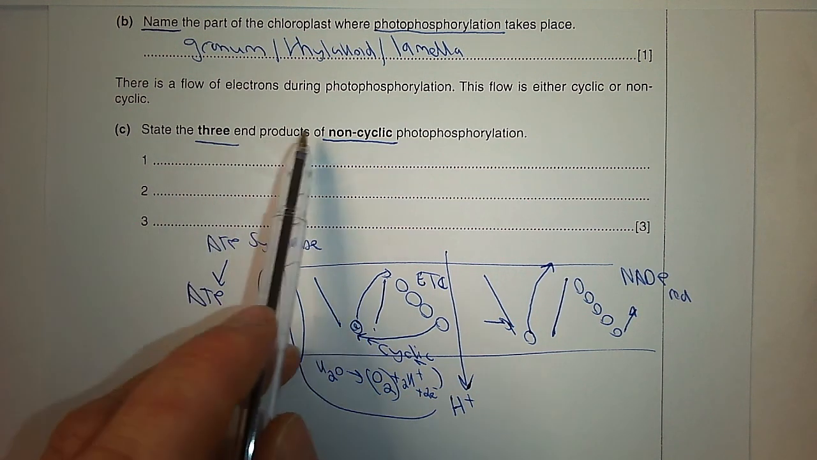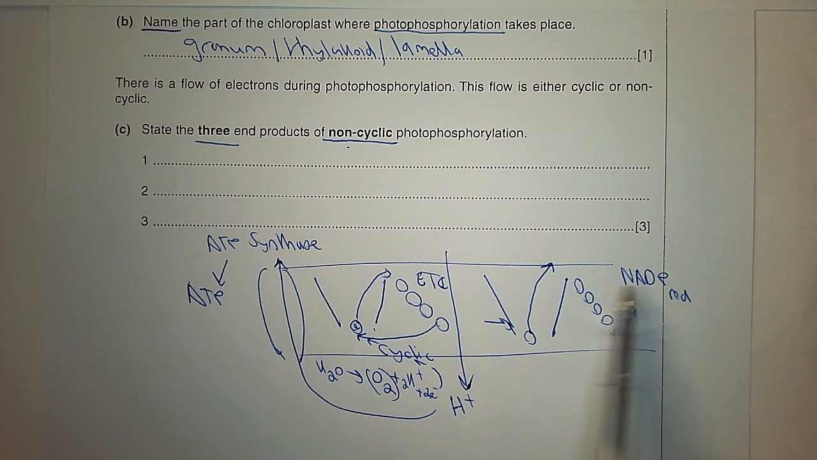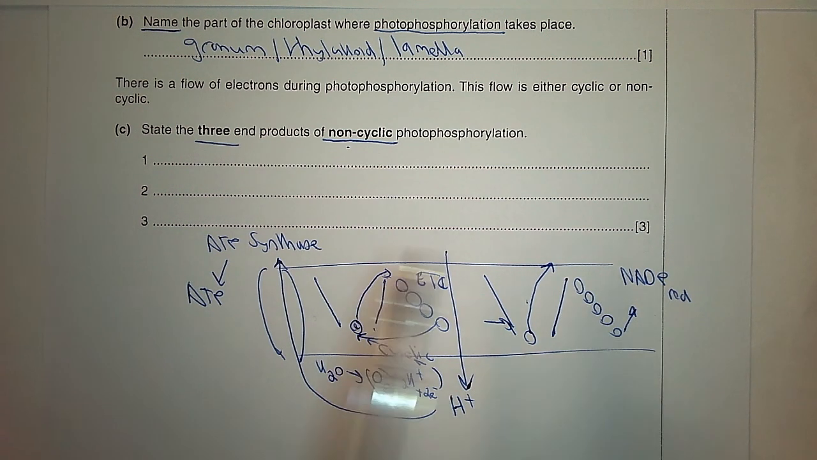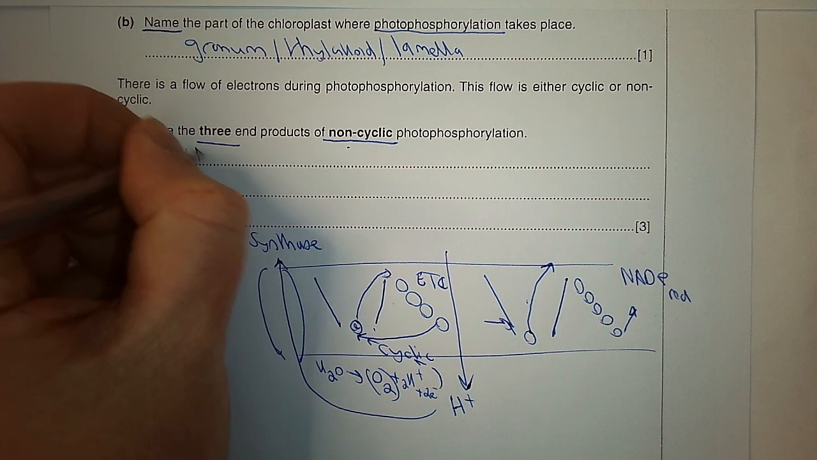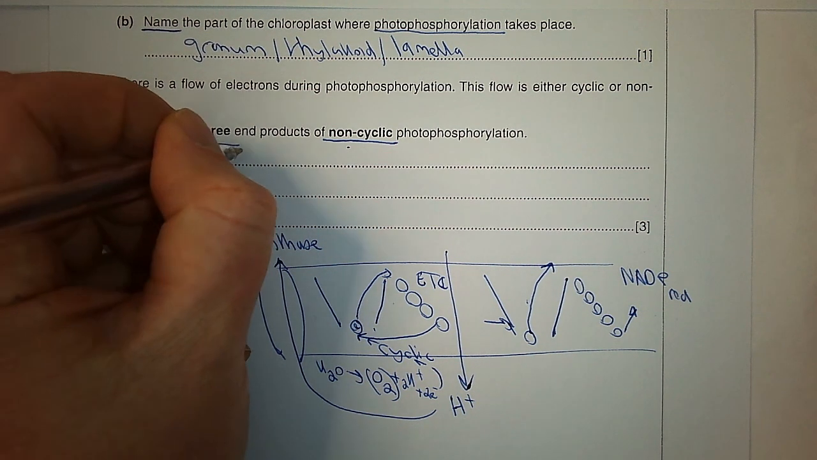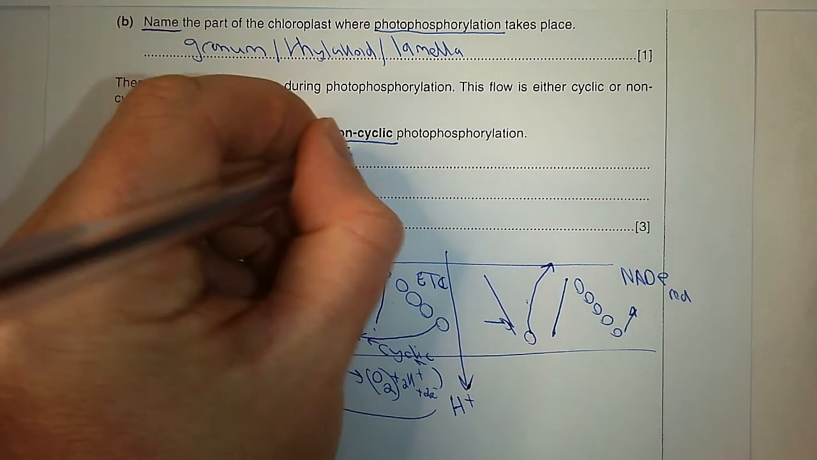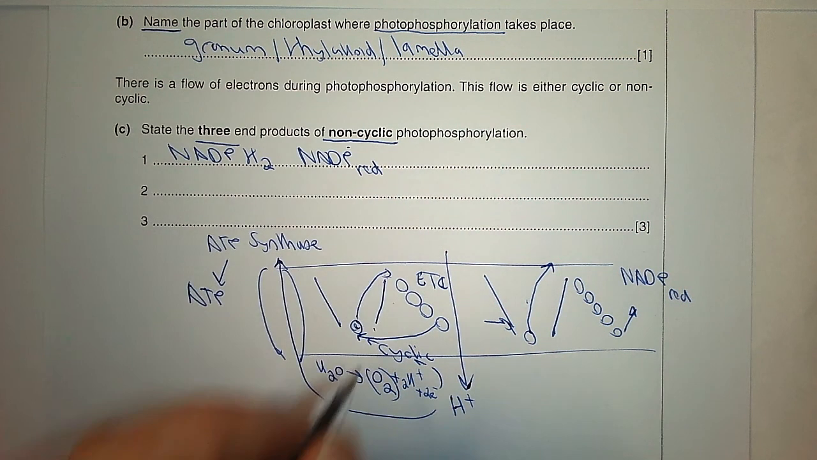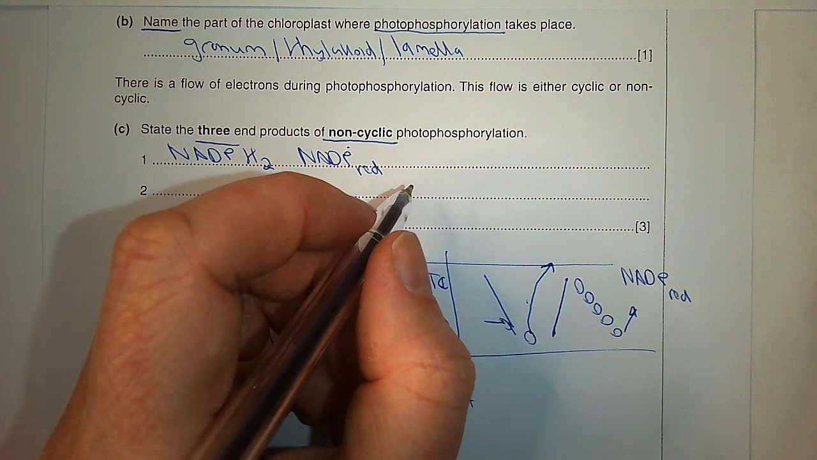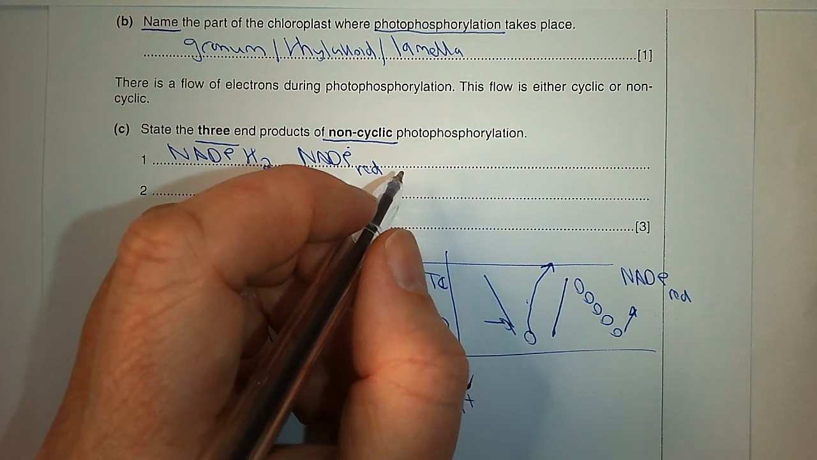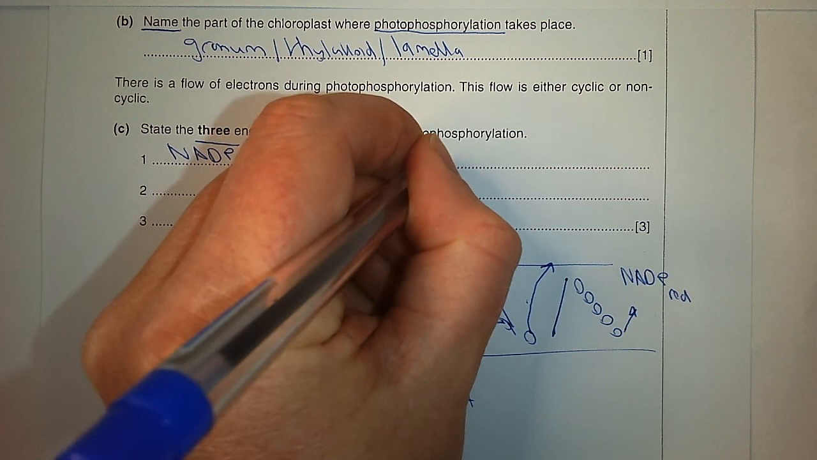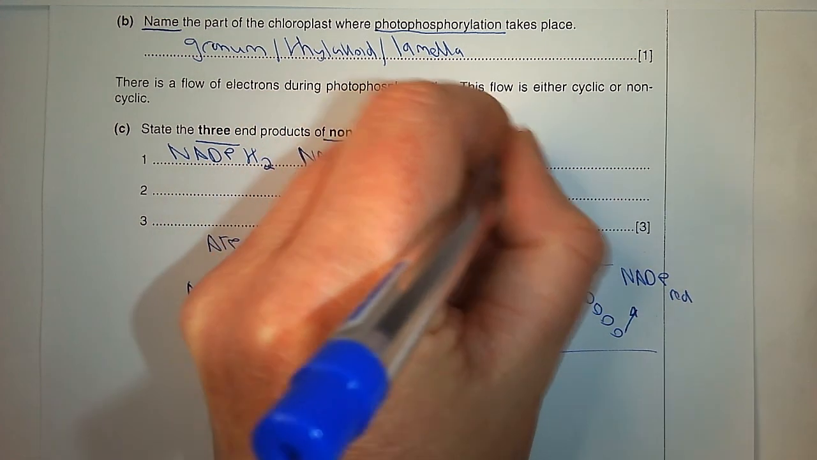So the three end products then of non-cyclic, and this is non-cyclic as I've said, where the electrons pass through the two photosystems and end up joining to NADP to form reduced NADP. We can write that down as our first product. Now you can write NADPH2, NADP reduced, you can write reduced NADP.